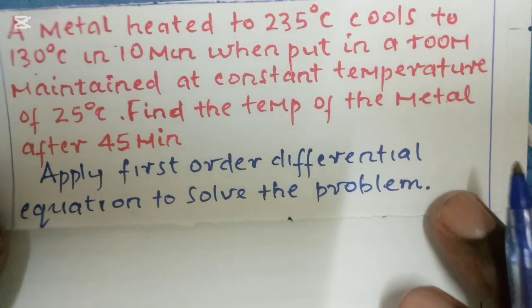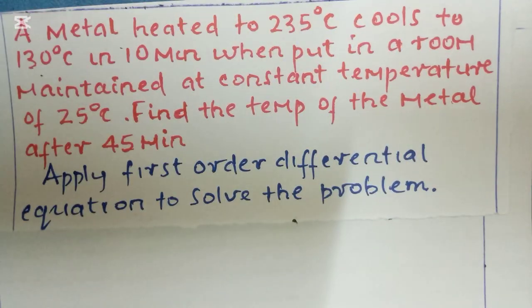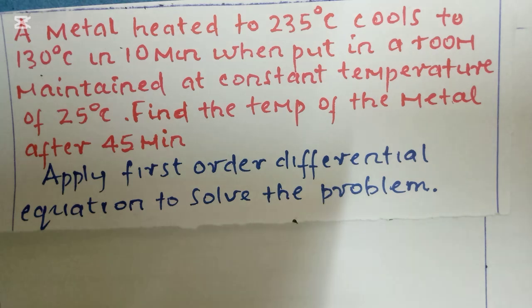So let's tackle this question, guys. First of all, we read it. A metal heated to 235 degrees centigrade cools to 130 degrees centigrade in 10 minutes. When put in a room maintained at a constant temperature of 25 degrees centigrade, find the temperature of the metal after 45 minutes. Apply a first order differential equation to solve the problem.